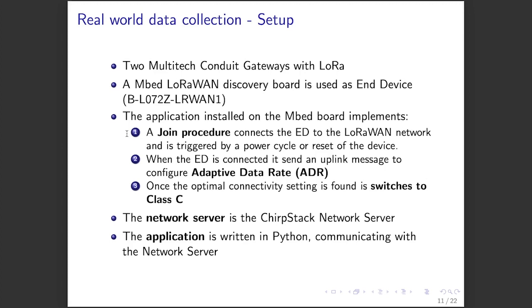Then when the end device is powered up and connected, we send an uplink message to the gateway and the network server to be able to configure adaptive data rate. And once we have an optimal connectivity setting, we switch to Class C and are ready to receive an update. The network server we use is the ChirpStack network server, which provides a lot of features for different gateway settings, like making the gateways know where the end devices are. And the application is written in Python, which communicates via the network server API to schedule packets and so on.